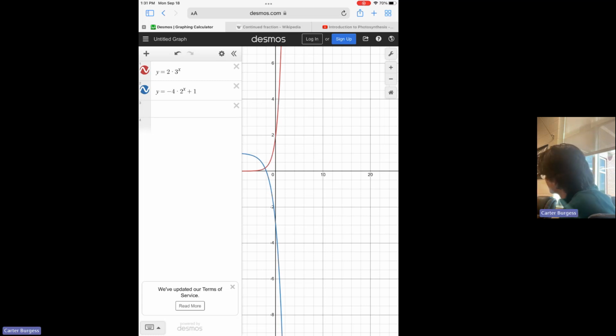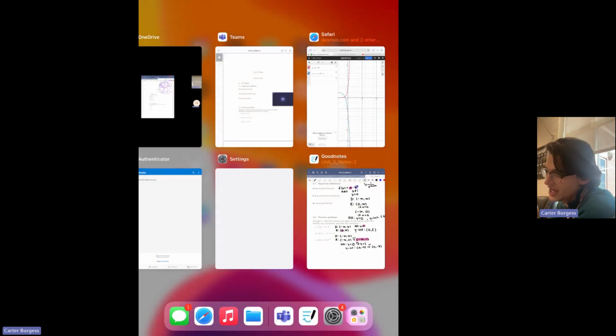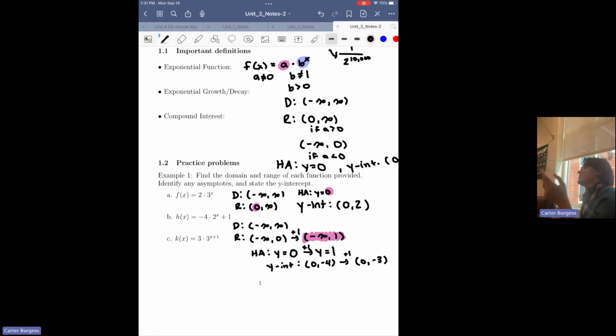We don't see quite the same effect with our horizontal shift. For instance, noting for C, we do have a horizontal shift. But is the horizontal shift adjusting the x values to the left or the right? Is that going to change my range? Am I changing my y values at all? No, that's not going to change my range. Is that going to affect my asymptote if it's not affecting my range?